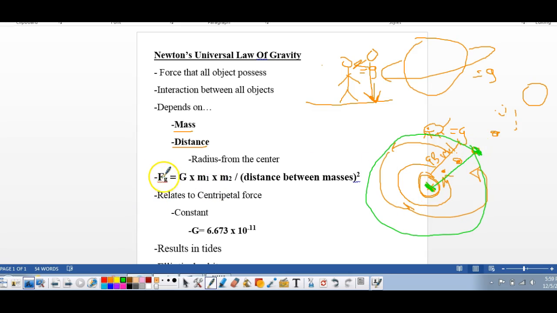So the equation we use for the force of gravity: G is a constant that a scientist actually figured out. We take that constant, multiply it by the mass of one of the objects, times the mass of the second object, and then divide by the distance between the masses squared.